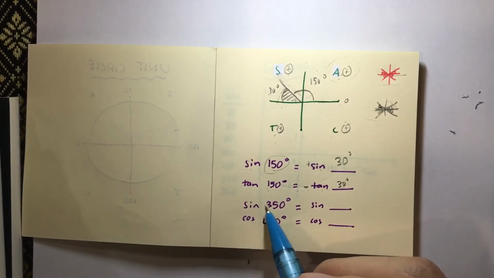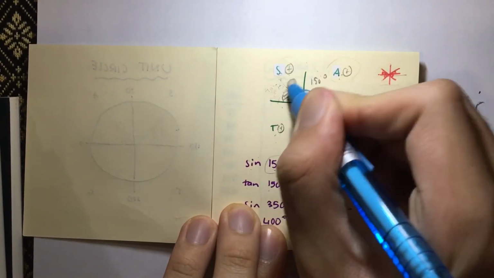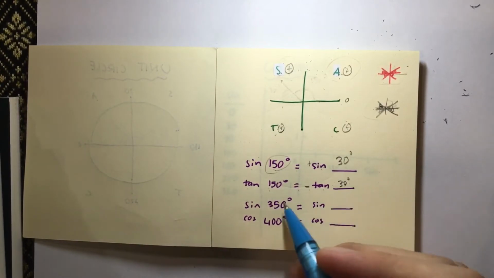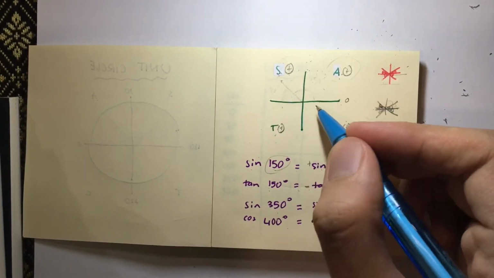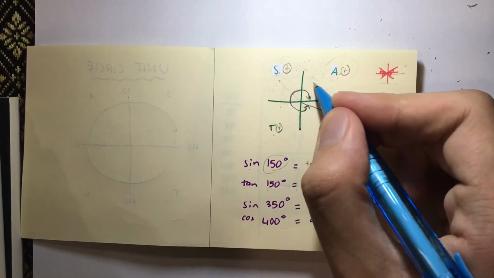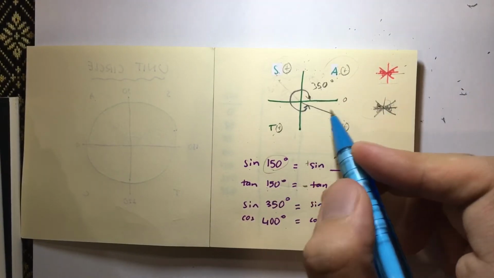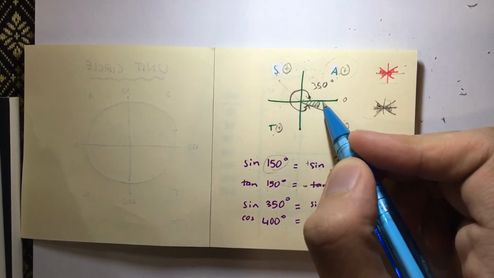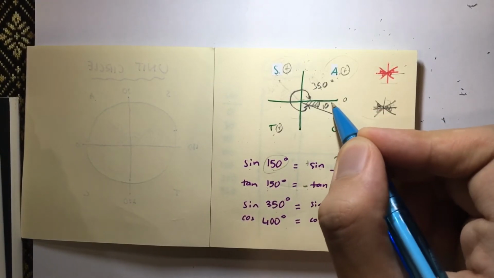So now we have sine 350. Sine 350. So let's draw the angle 350. 350 is almost as much as 360, so it's almost all the way here. Let's draw it here. So this is 350. Again, where do we draw the corresponding angle? It's the one nearest to the x-axis, so it's here. What is this angle? So this whole thing is 360. 360 minus 350 is 10. So this is 10.